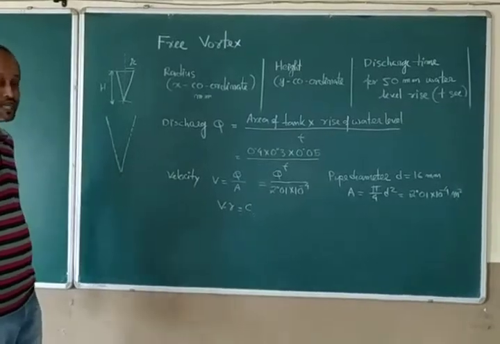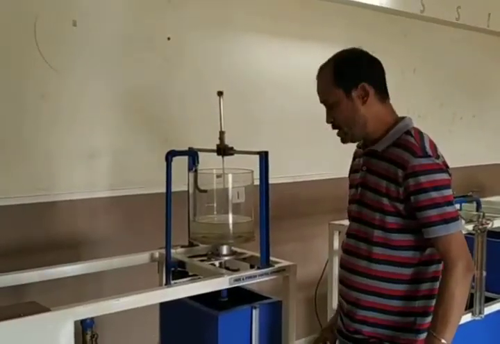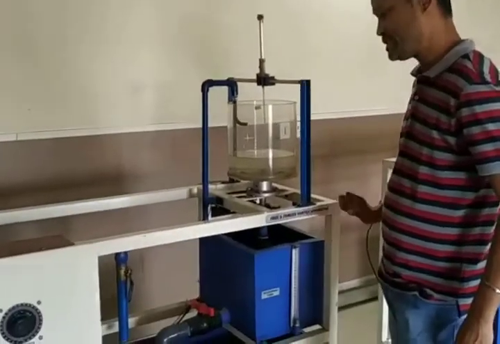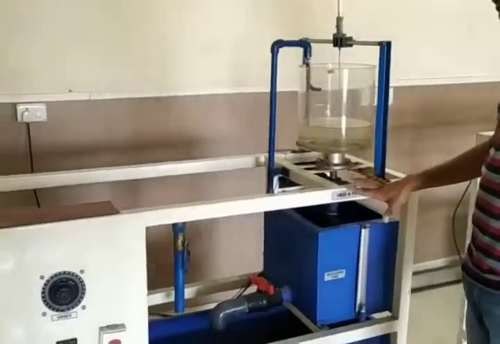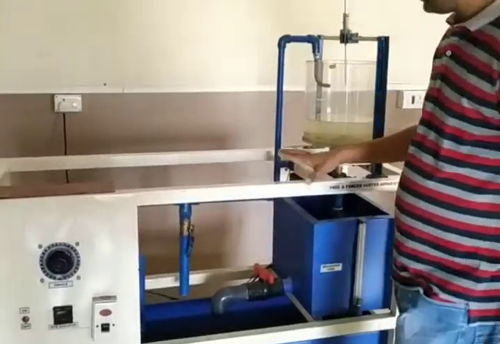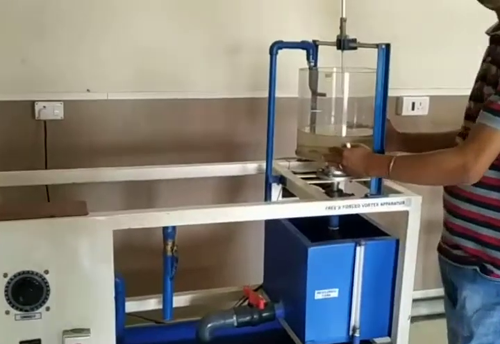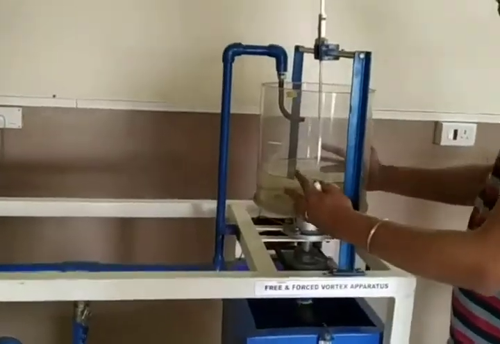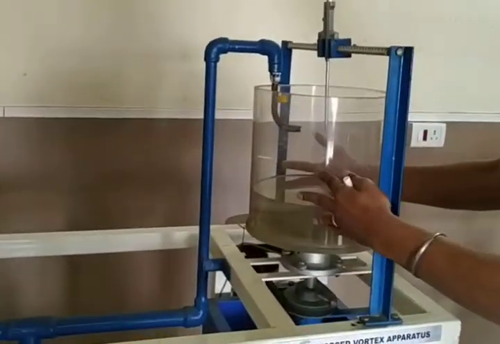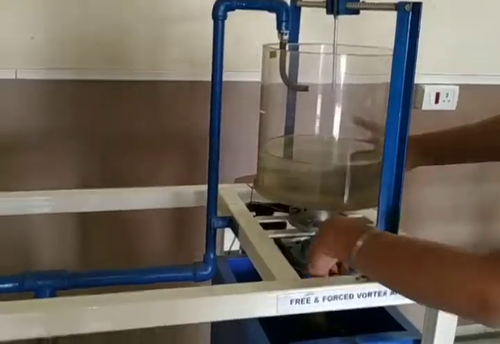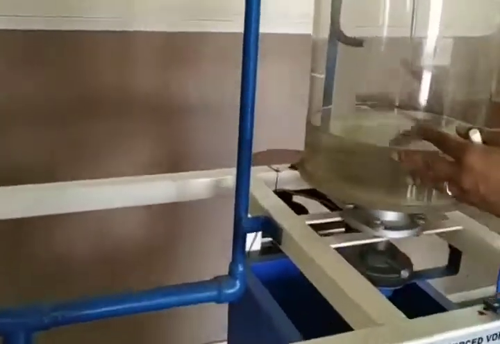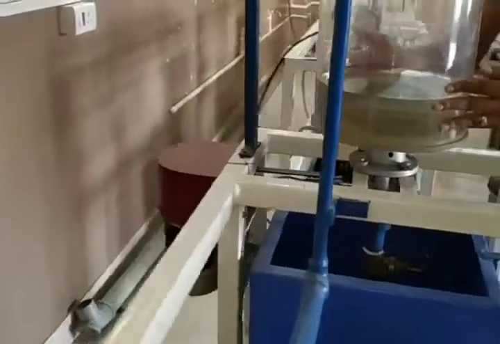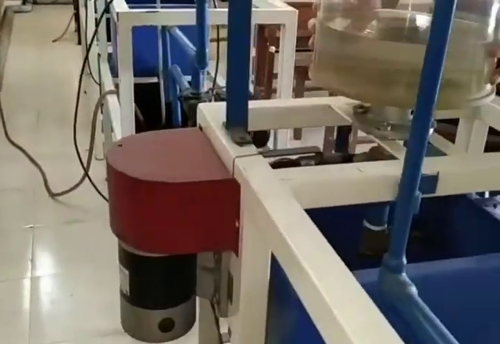So let's start the experiment. So this is your free and forced vortex apparatus. In that apparatus, you will get one container. This is a cylindrical container. This cylindrical container you can rotate by using a motor. Okay, a belt arrangement is there, so you can rotate it. This is your motor with a belt arrangement.